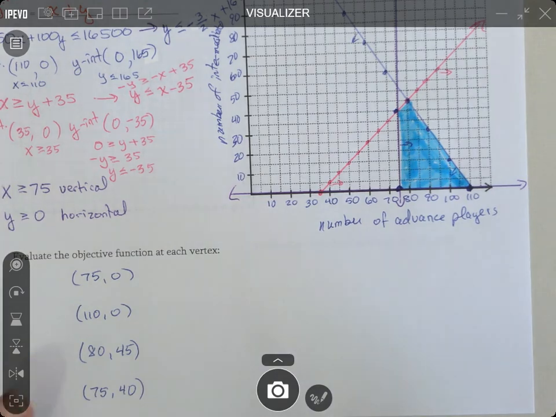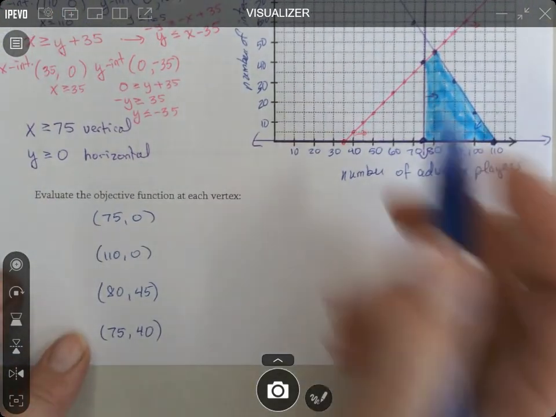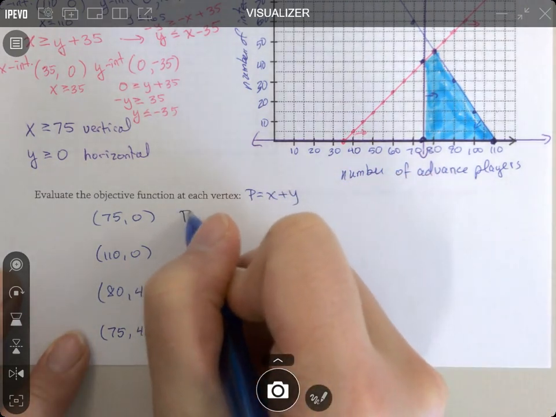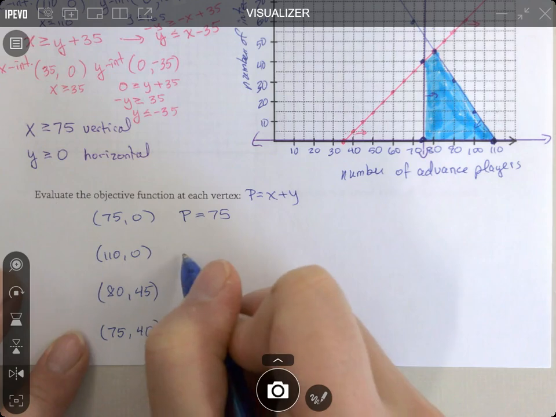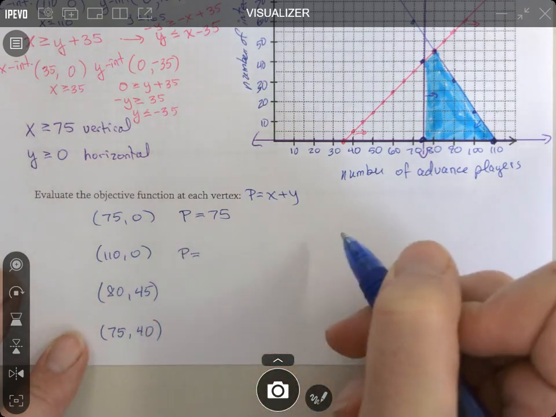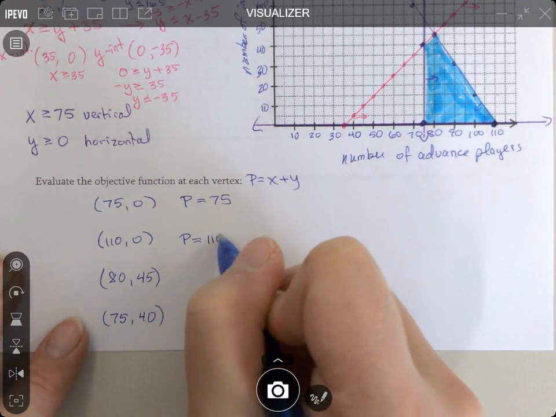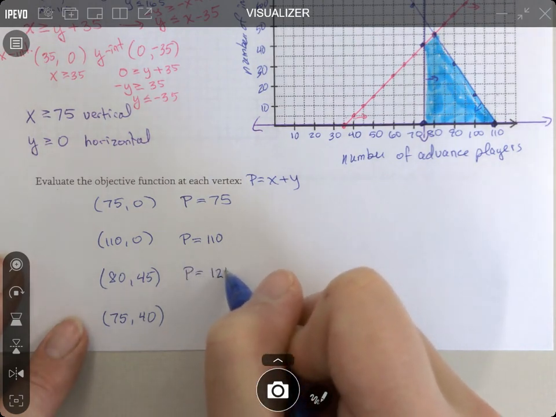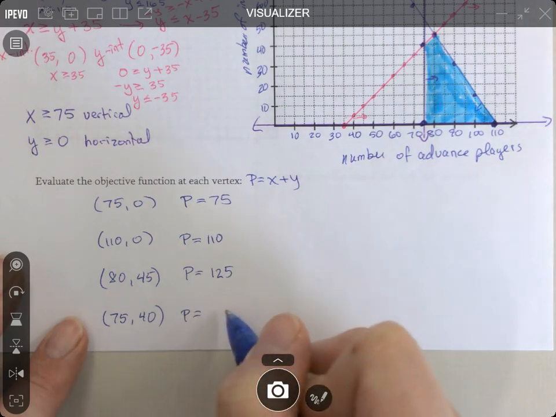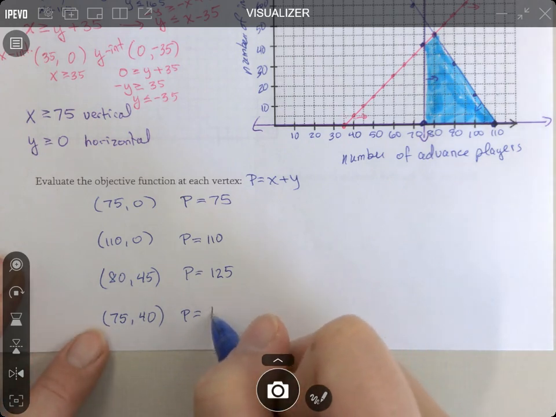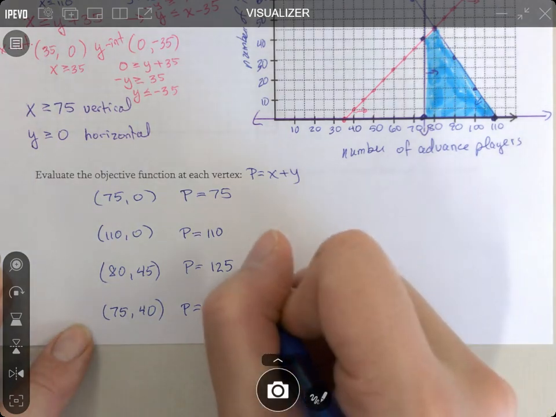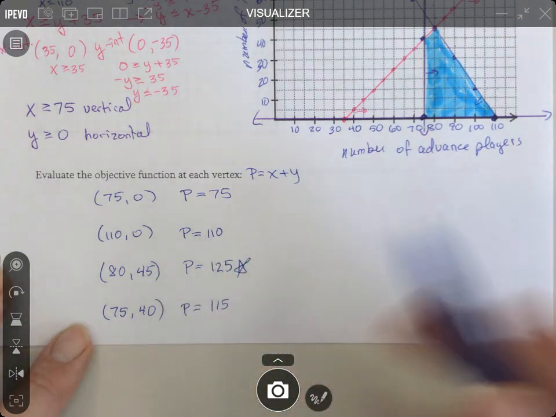Now, beside each of these, I'm going to use my objective function. My objective function was p equals x plus y. So what would p be here? 75. What would be my maximum number of players here? 110. Maximum number of players here, what is it? 125. And maximum number of players here, what am I doing? 115? Yeah. So out of all these, which one gives you the maximum number of players? This one.